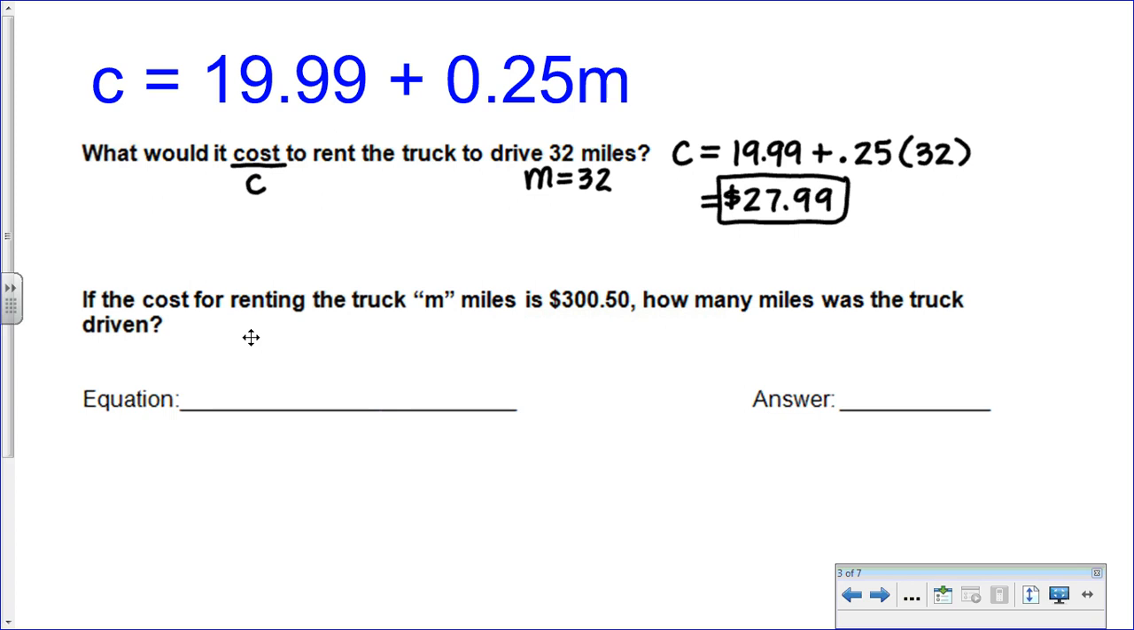If the cost for renting the truck M miles is $300.50, how many miles was the truck driven? This time, they're asking us for how many miles the truck was driven, so we need to solve our equation for M. They're giving us C, the cost of renting this truck. So in our equation, we're going to replace C with 300.50, and then we'll solve for M.